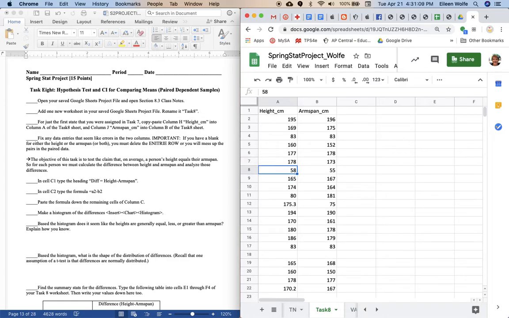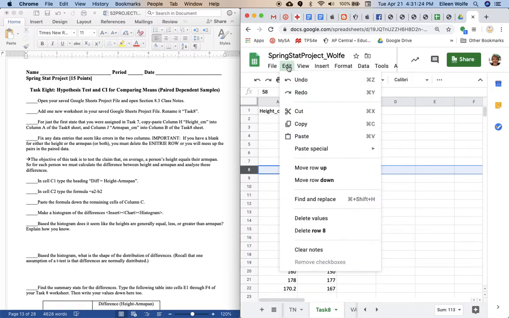Okay, Siri told me it was 178. Somebody here put 58 and 55 for height in centimeters and arm span in centimeters. I'm just going to have to delete that, unfortunately, because those don't seem possible to me. So I'm going to delete row 8.